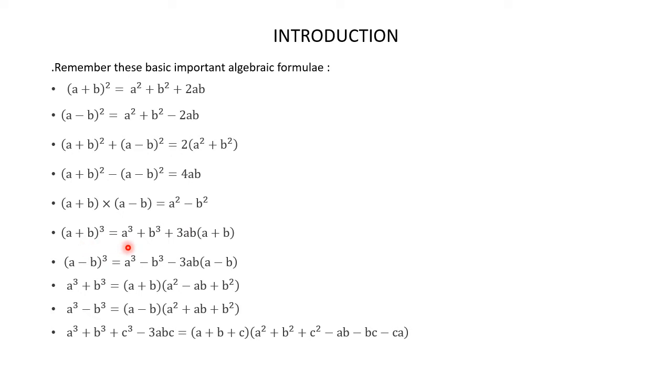(a + b)³ = a³ + b³ + 3ab(a + b). (a − b)³ = a³ − b³ − 3ab(a − b). a³ + b³ = (a + b)(a² − ab + b²). a³ − b³ = (a − b)(a² + ab + b²). a³ + b³ + c³ − 3abc = (a + b + c)(a² + b² + c² − ab − bc − ca).